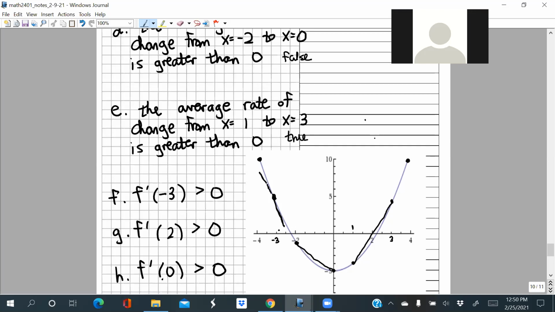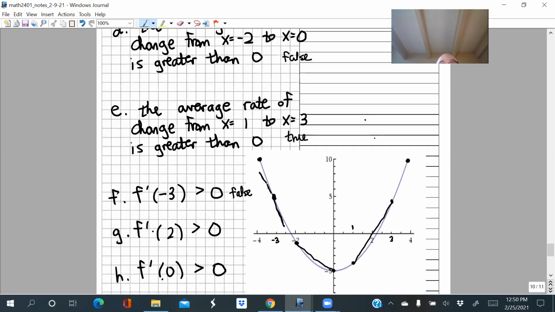Negative. So this is false. It's not bigger than 0. Actually, you don't really have to even sketch in the tangent line to answer this question. You can see that the curve is falling right here at -3. The curve is decreasing. If the curve is decreasing, that means the instantaneous rate of change is negative. If the curve is increasing, the instantaneous rate of change is going to be positive.